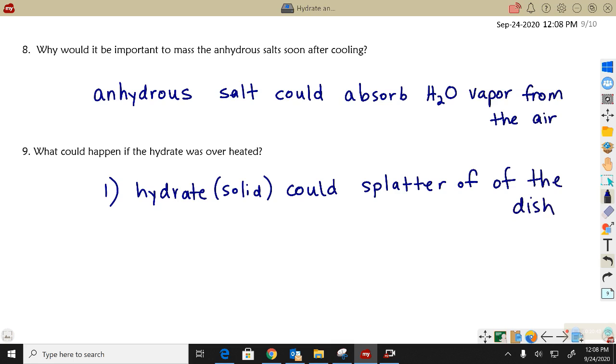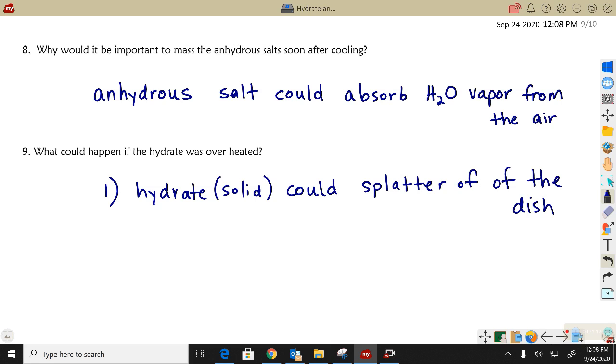Sometimes you'll see a little residue on the lab table, like little blue speckles. Uh-oh, we overheated. Snap, crackle, pop, it jumps out of the evaporating dish. We don't want that to happen. Then it's going to seem as though I lost way too much mass. We're assuming that the mass lost should just be the water, but now you might have some of the hydrate or some of the salt laying on your table.